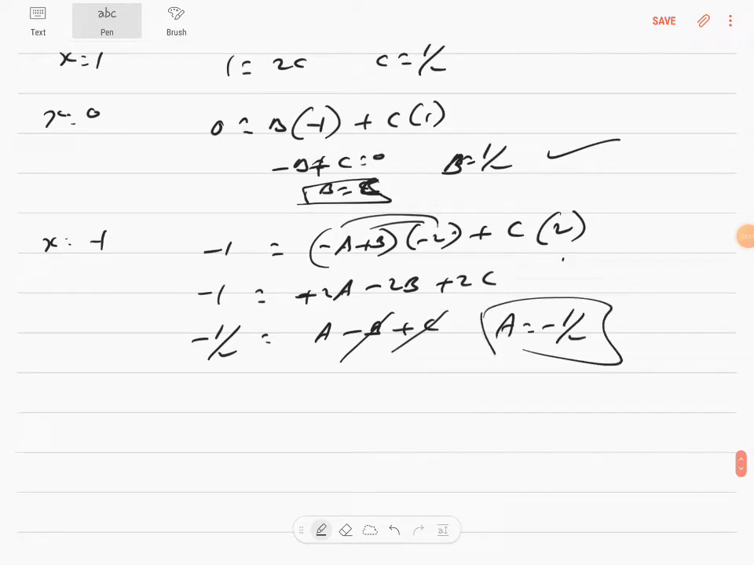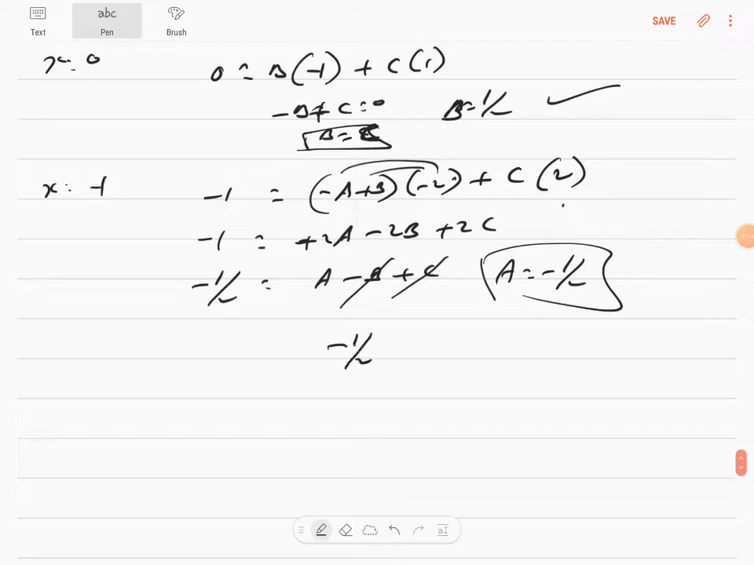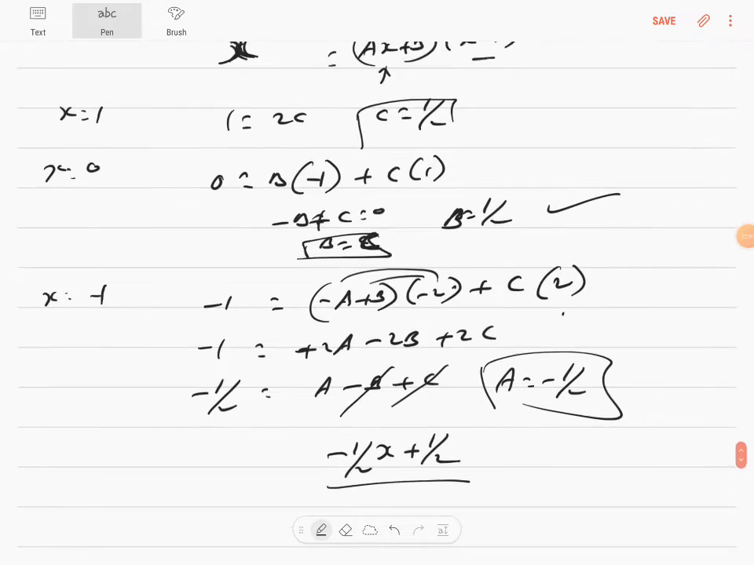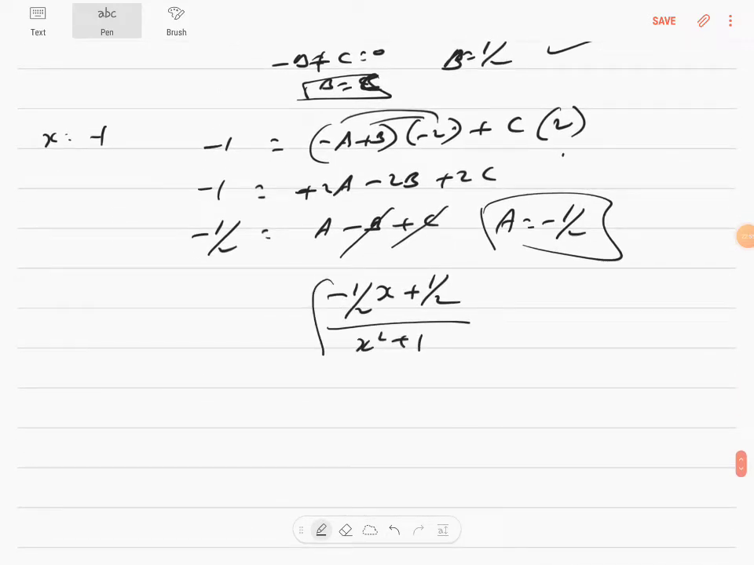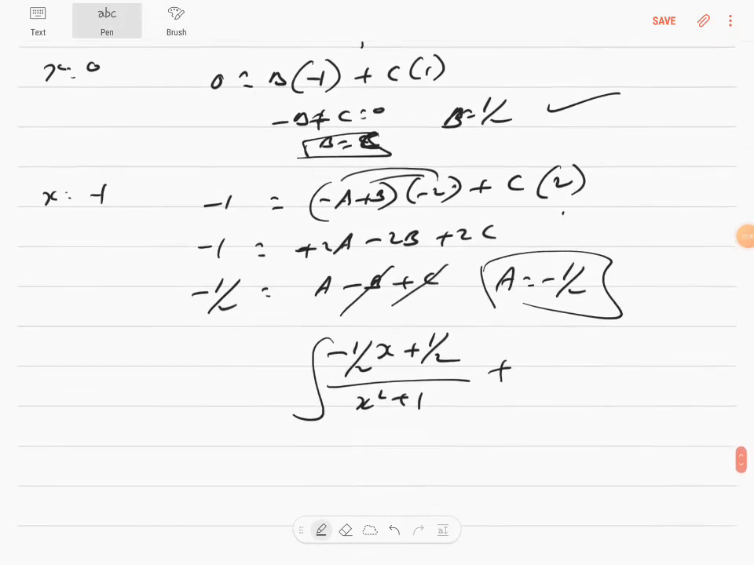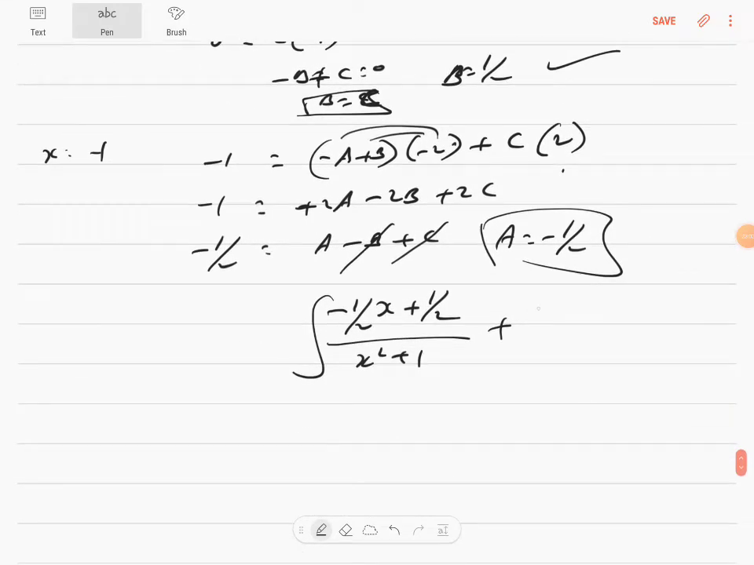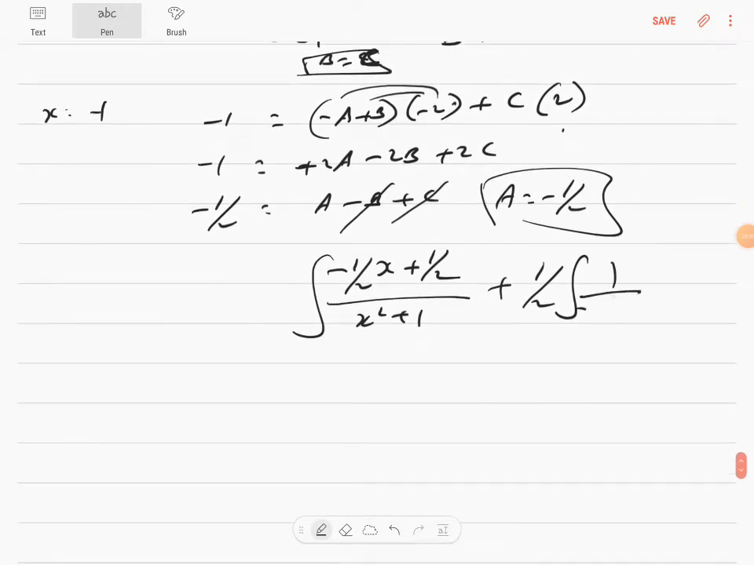Once you get a, b and c, you can directly substitute in this equation. Ax plus b is minus 1 by 2 into x plus 1 by 2, and in the denominator is x square plus 1, plus c by x minus 1. What is c? c is also 1 by 2, so 1 by x minus 1 dx. So now you see you can take the 1 by 2 out. I don't even want the negative side, right?